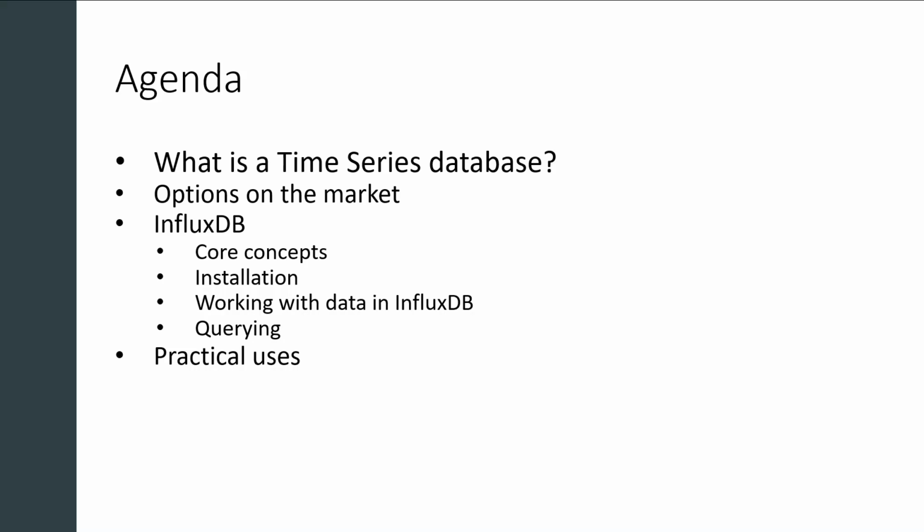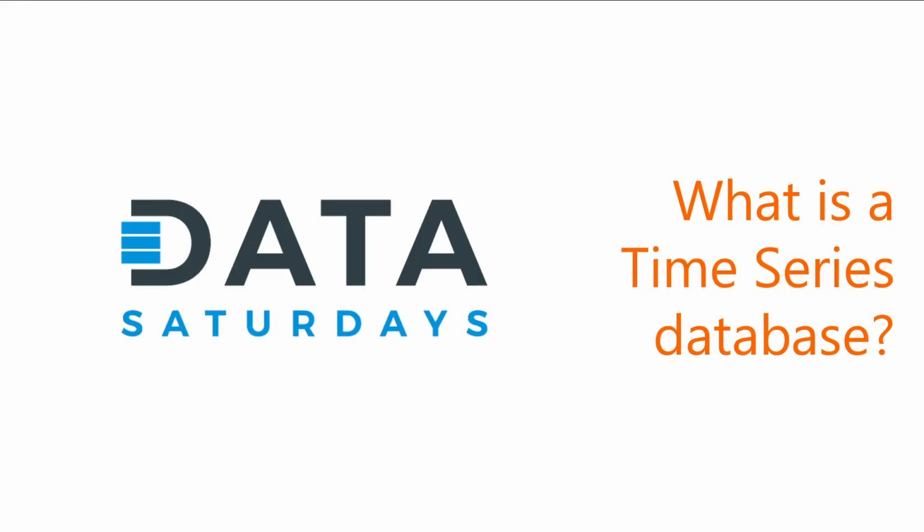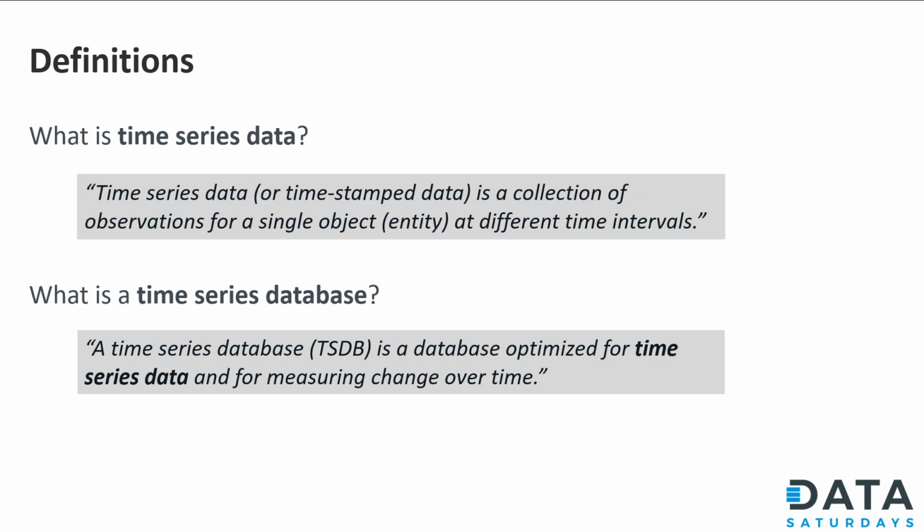Well, let's go. So, first things first. What is a time series database? And what is time series data? It is data that comes with a time attribute. It's that simple, really. But the idea behind it is that you get this data with a timestamp attached because you want to observe something. What you want to observe is the change over time.